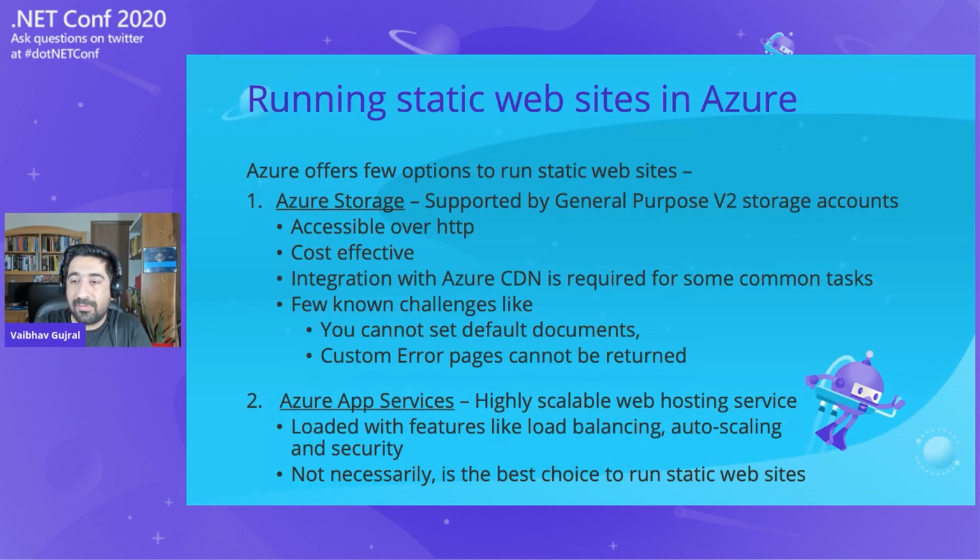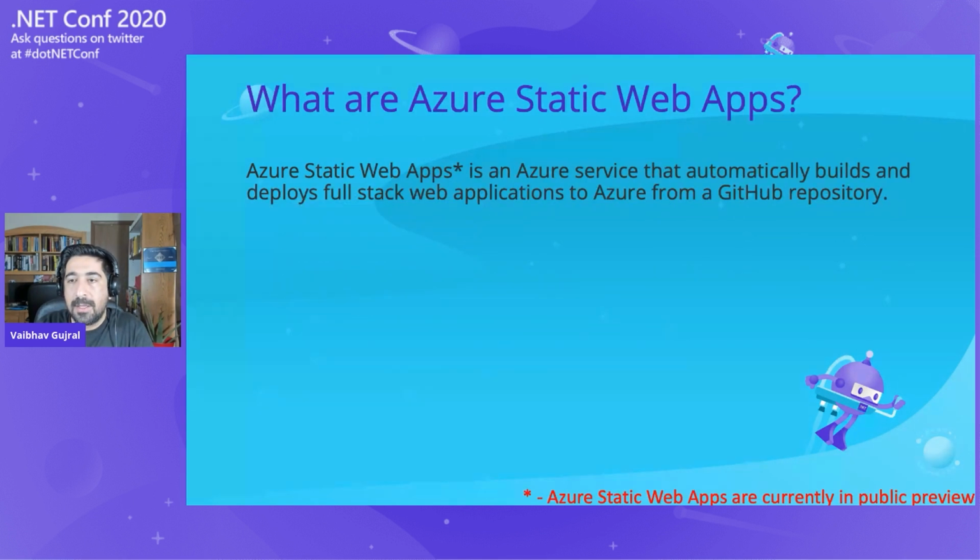Another option you might think of to run static websites could be plain Azure App Services, which is a highly scalable hosting platform for your web application. It comes loaded with features like load balancing, auto-scaling, and security. It is primarily intended for hosting dynamic web applications, REST APIs, and mobile backends, and is not necessarily the best choice to run static websites.